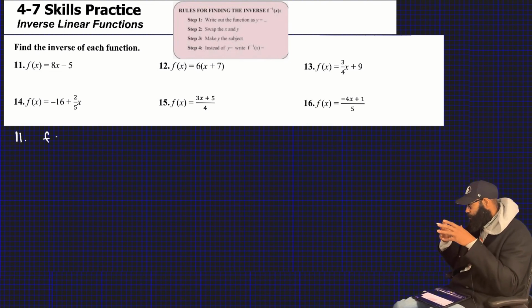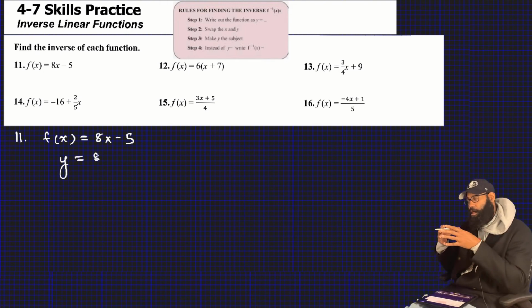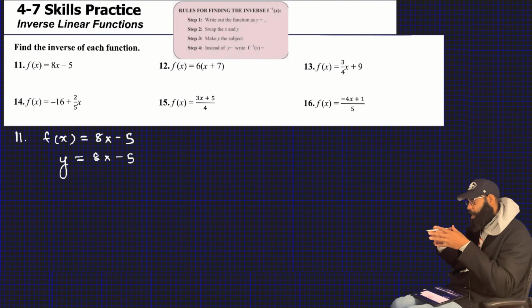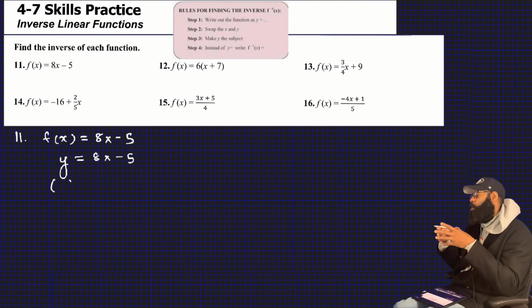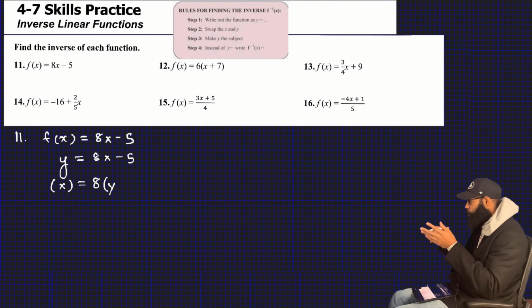So step one, you're gonna write out the function as y. So, and we do that, f of x is the same as saying y. So instead of saying f of x equals 8x minus 5, we're gonna say y equals 8x minus 5. Simple enough, guys. So then we're gonna swap the x and y.